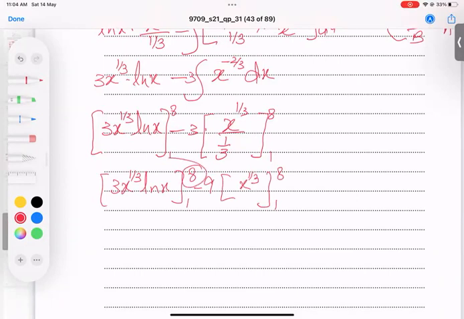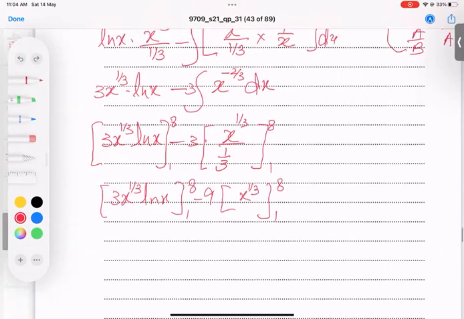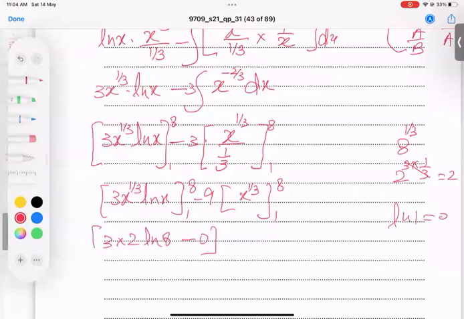So when I plug in 8 here and 8 here, it becomes 3 times 8 to the power 1 by 3, and that is 2. Look at here, I'm going to show you 8 is 2 to the power 3, times 1 by 3, the 3s cancel. I get 2. So 2 and ln 8. So alhamdulillah, the upper limit is done. Minus. When I plug in 1 here and 1 here, ln 1 is always 0. It is very clear, so there's no need to work it out.